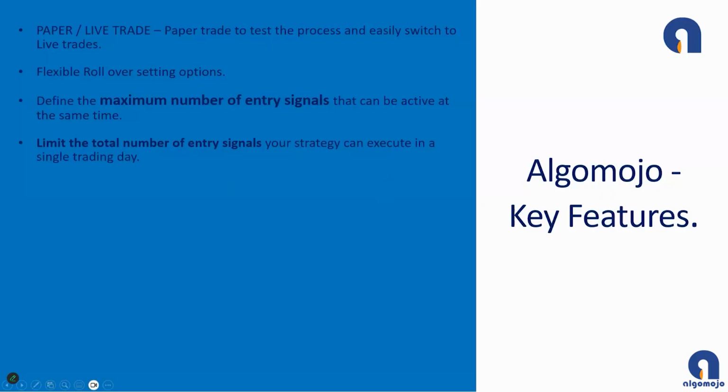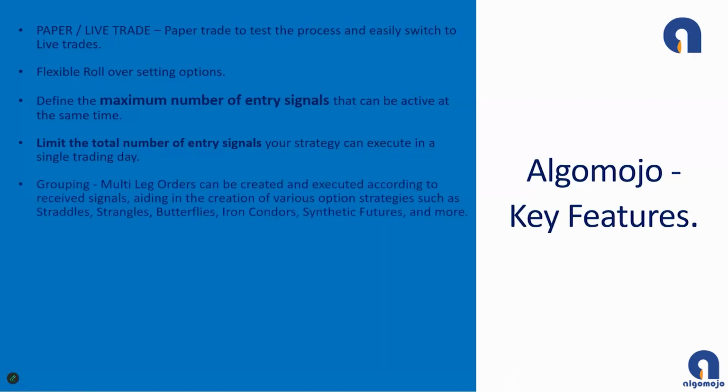Moving on to some more features in our platform, suppose you're an options trader and you want to execute multiple legs of an option strategy based on a single signal coming in from your charting tool. You can do that. Currently, you will need to set all the individual legs of the strategy that you want to run separately and then group them together for execution based on a single signal.